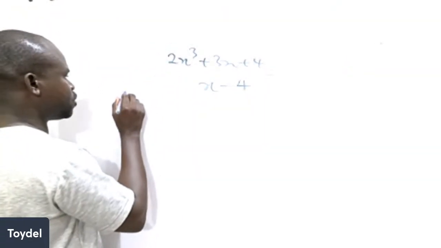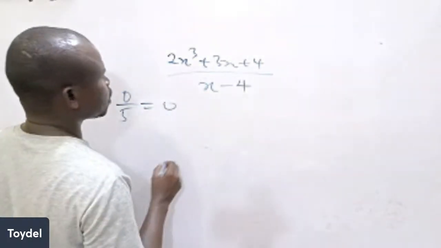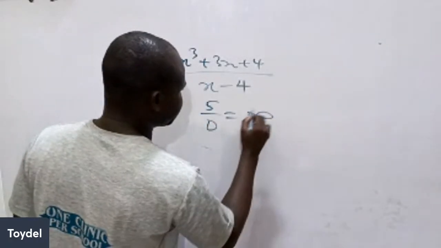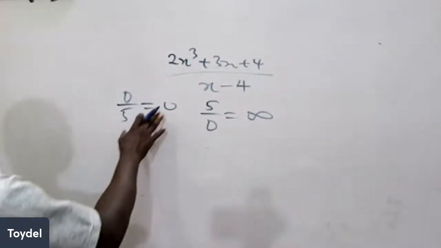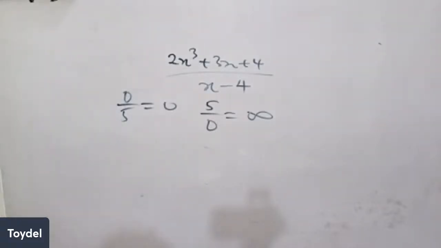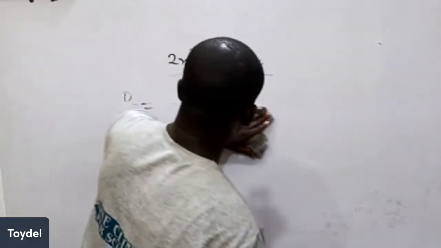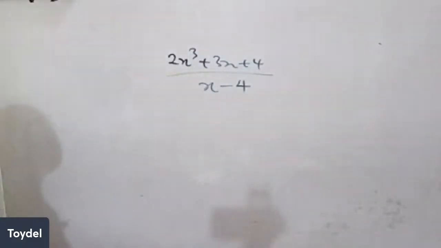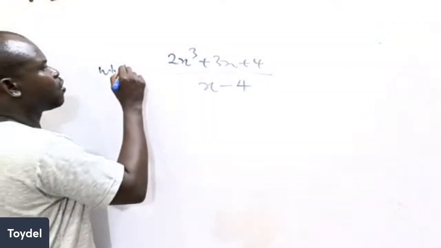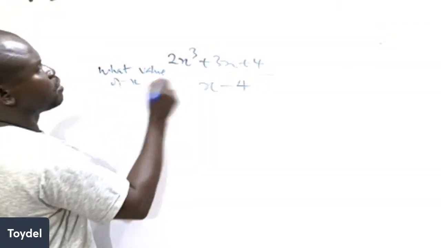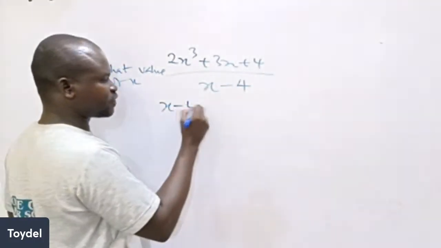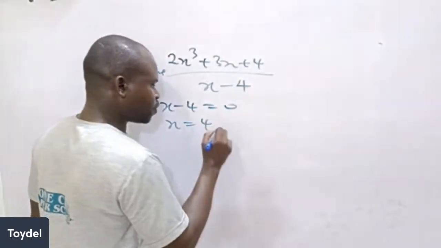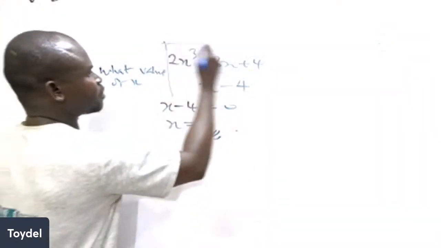That is, 0 divided by 5 is 0. But if you say 5 divided by 0, it is undefined. So please let's note. When you press a calculator, 0 divided by 5 is 0. But once there is 0 at the denominator, that expression will be undefined. So if the question says what value of x will make this expression undefined, just equate the denominator to 0. Say x minus 4 equals 0. Then x is equal to 4.